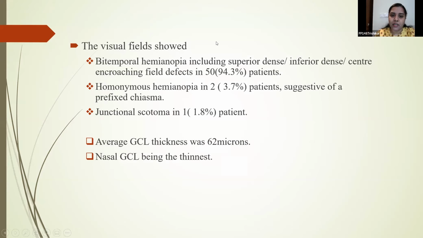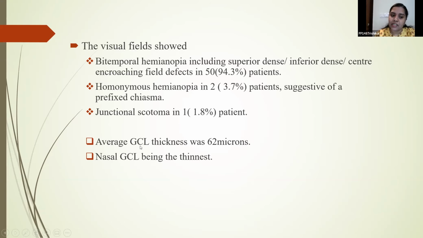The field changes were majorly bitemporal hemianopia because of chiasmal compression, including superior dense, inferior dense, or a center encroaching field defect, which included 94% of our patients. This was followed by homonymous hemianopia in 3.7%, suggestive of prefixed chiasma, and junction scotoma in 1 patient.